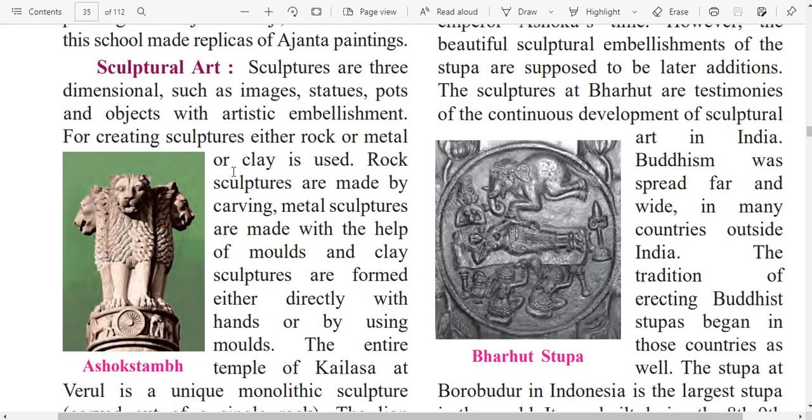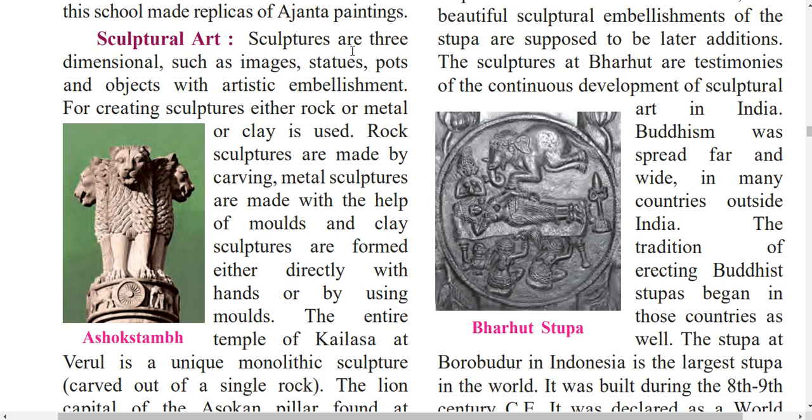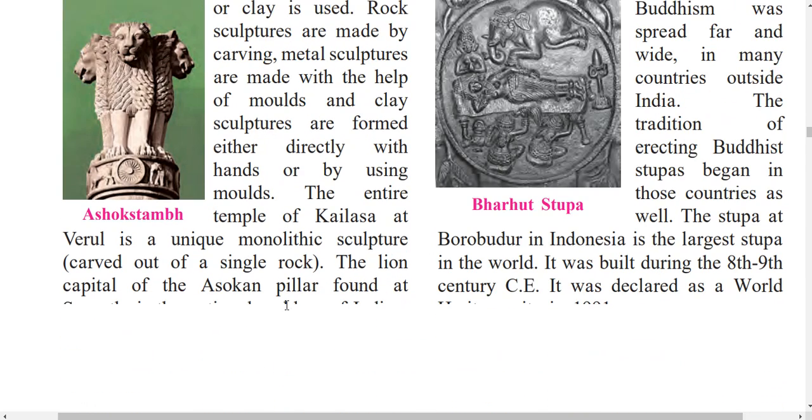Sculptural art. Sculptures are three-dimensional, such as images, statues, pots, and objects with artistic embellishment. For creating sculptures, either rock or metal or clay is used. Rock sculptures are made by carving, metal sculptures are made with the help of molds, and clay sculptures are formed either directly with hands or by using molds.